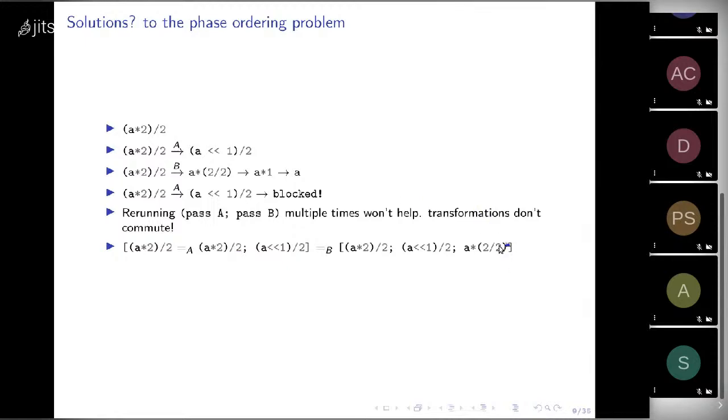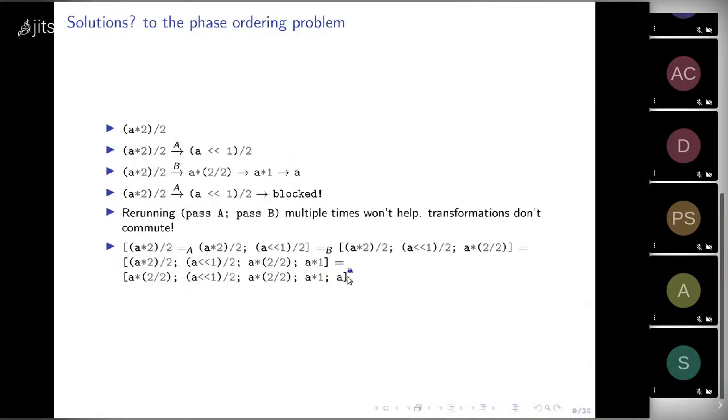So now we're no longer actually storing programs, but we're storing collections of programs that are equivalent to each other. We started with this single program. We ran an a and we got these two equivalent programs. We then ran a b and we now got these three equivalent programs. Now we can continue our simplification story, and we can simplify a times 2 divided by 2 to a times 1 using the same rewrite as before. And then finally we can simplify the a times 1 to a.